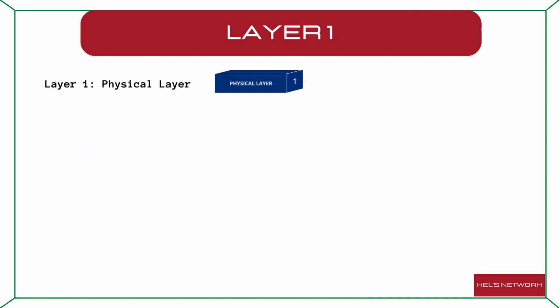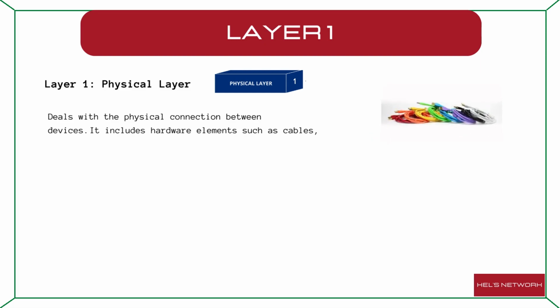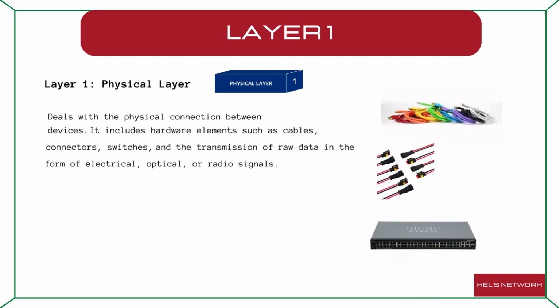The physical layer, at the bottom of the OSI model, deals with the physical connection between devices. It includes hardware elements such as cables, connectors, switches, and the transmission of raw data in the form of electrical, optical, or radio signals. Think of it as the layer where bits are transmitted as electrical impulses or light pulses through physical mediums like copper wires, fiber optic cables, or wireless signals.